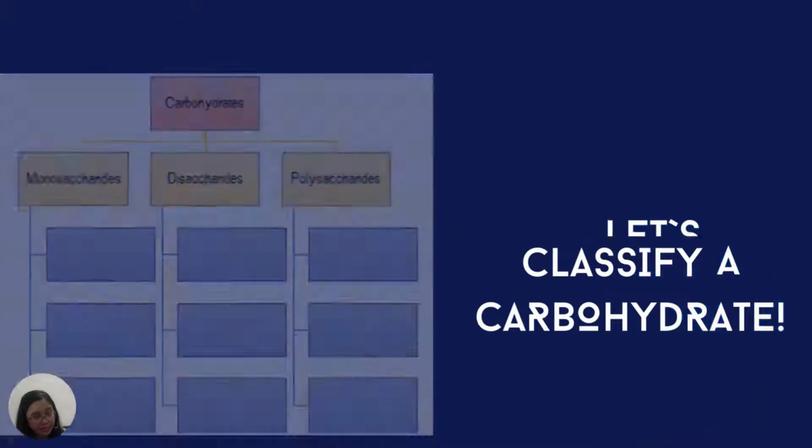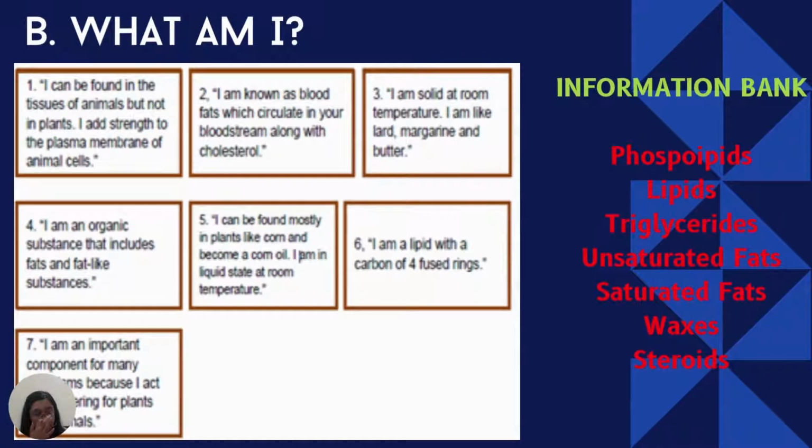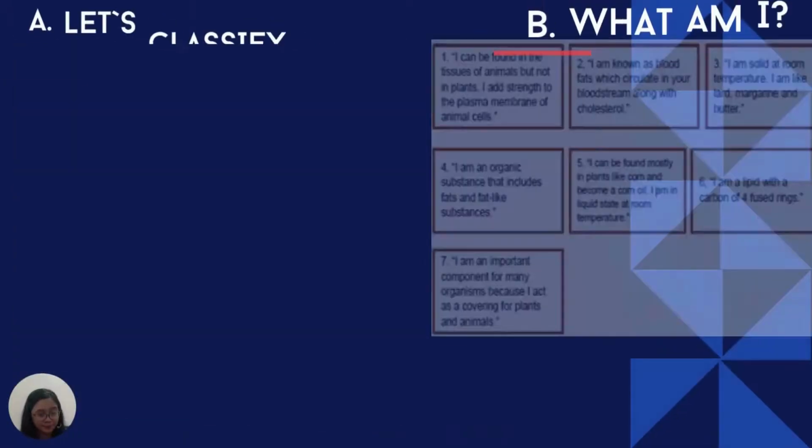For part B of our activity, it is entitled What Am I? You have to solve the riddles and refer your answer to the information bank. You have 7 riddles in all. Read the riddles and then refer your answer in our information bank. I will give you 30 seconds to copy the concept map, read the riddles, and answer in your science notebook. Okay, let's start.